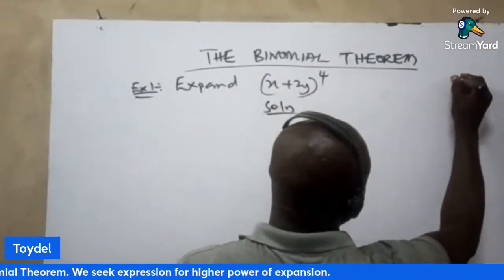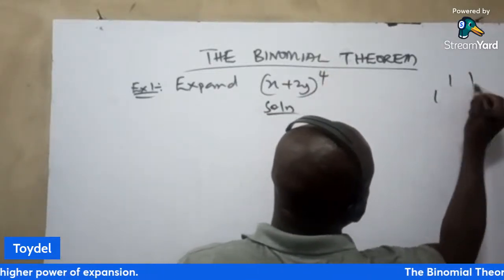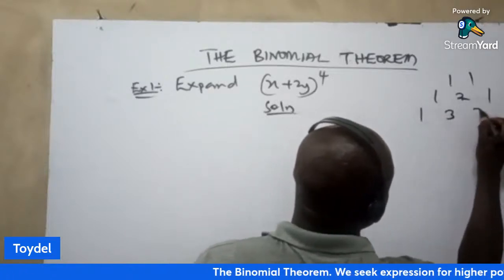Of course, the first one is when we have 1, 1. That is when it's raised to power 1. When we have it raised to power 2, we are going to have 1, 1 plus 1, 2, 1. When we have it raised to power 3, that is 1, 1 plus 2, 3, 2 plus 1, 3, 1.